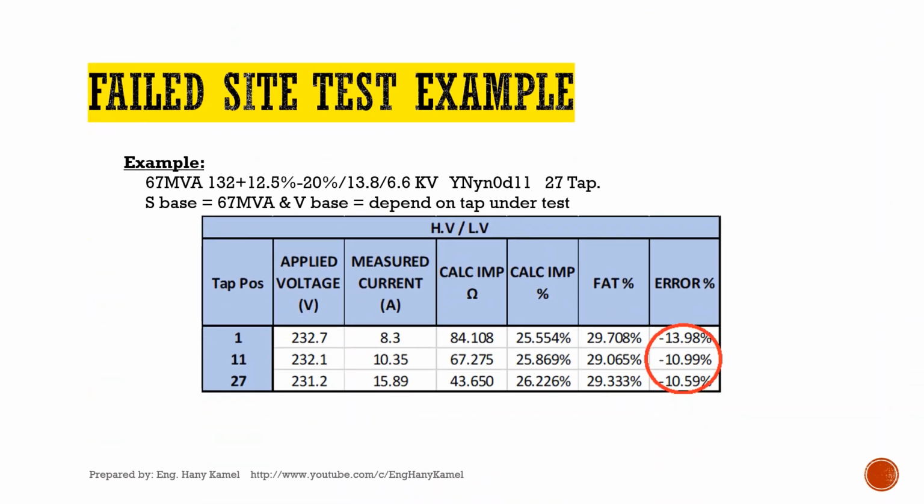I brought for you an example of a site failed test. Power transformer 67 MVA, 132 kV with plus 12.5% and minus 20% over 13.8 over 6.6 kV, with vector group YNYN0D11 and 27 taps. Power base is 67 MVA and voltage base will depend on the tap under test. The failed test was between high voltage winding and low voltage winding. Errors are more than the limit of plus or minus 10%.